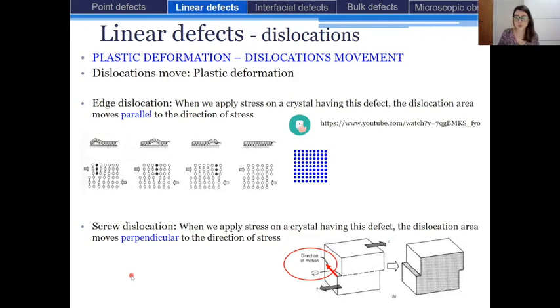Okay. Concerning screw dislocation, when we apply a stress on a crystal having this defect, the dislocation area will move perpendicular to the direction of the stress. So in this representation, we apply a stress in that direction, and so the movement of the dislocation area will be perpendicular to the direction of the stress.